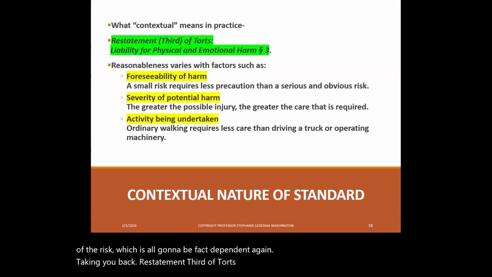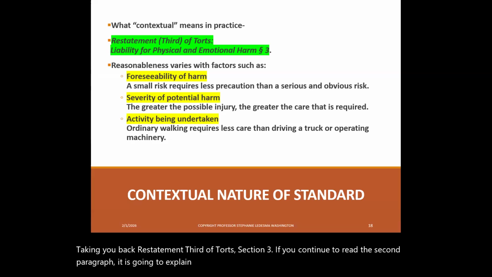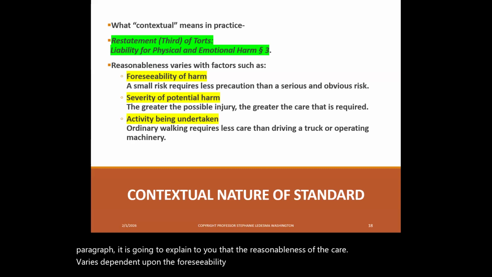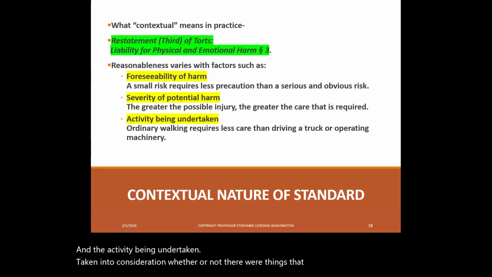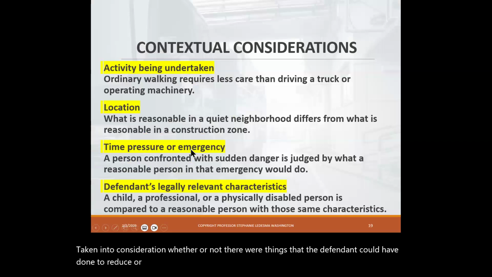If you continue to read the second paragraph, it is going to explain to you that the reasonableness of the care varies depending upon the foreseeability of the harm, the severity of the potential harm, and the activity being undertaken, taking into consideration whether or not there were things that the defendant could have done to reduce, or even better, eliminate the risk. So what are some of the practical things that you're going to be looking for when you're looking at the contextual considerations?